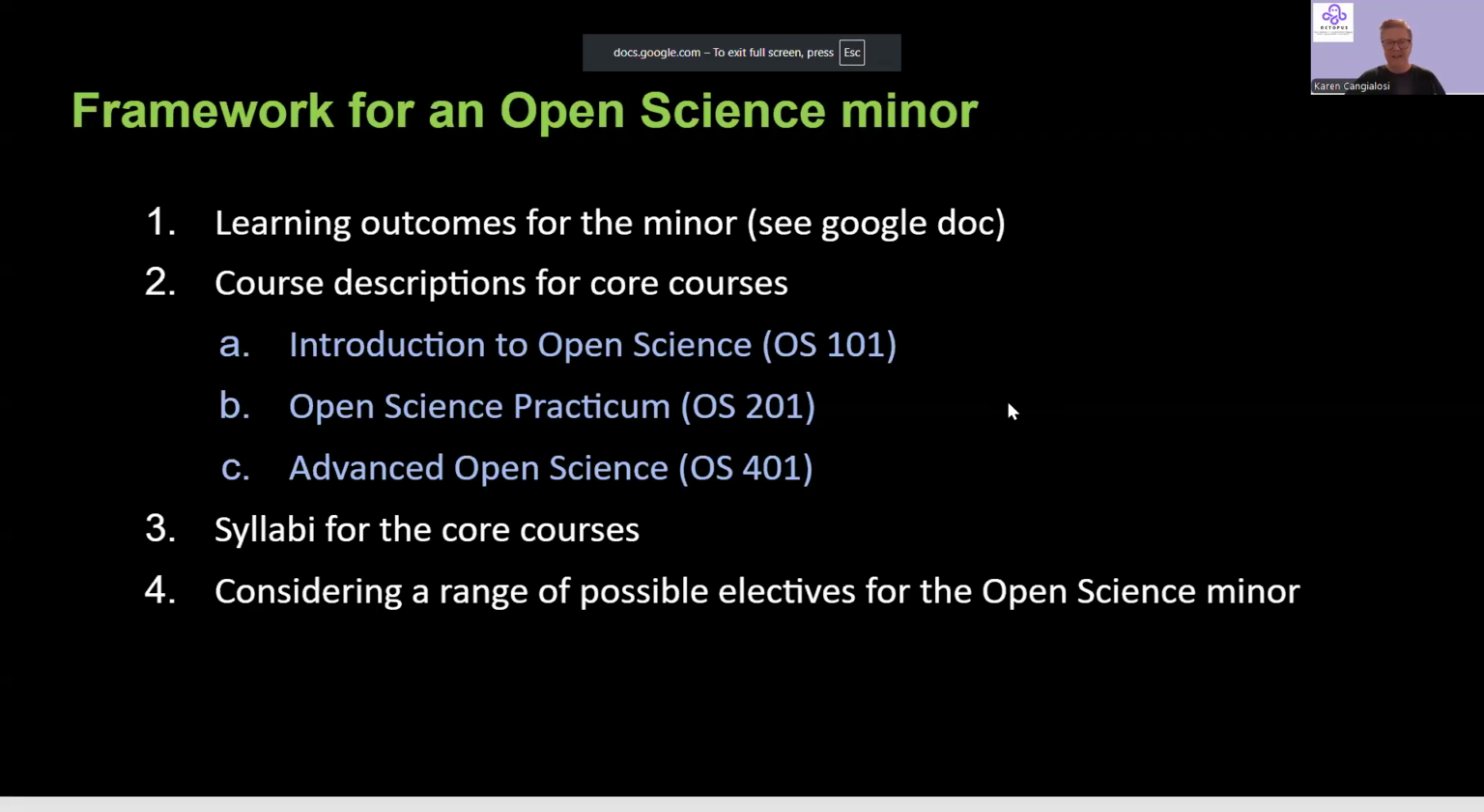So I've been working on this idea of a framework for an open science minor, and I generated some learning outcomes that you can find on the Google document, as well as some course descriptions for some core courses: an intro course, a sophomore level practicum course, and a junior or senior level advanced open science course. The plan is to eventually have full course outlines or syllabi for all of these core courses, and to think about a range of possible electives for a minor. But mostly what I've worked on this semester is to think about this intro course.